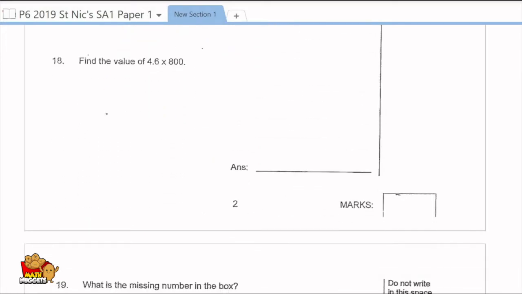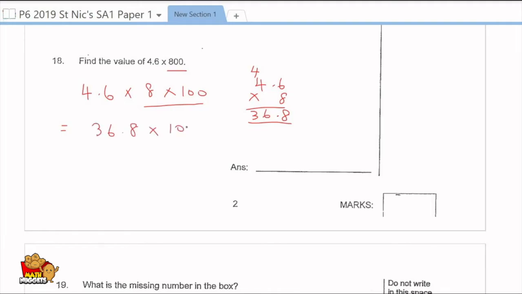Question 18, find the value of 4.6 times 800. What I would do is I would break it up to make my life easier. 4.6 times 8 times 100, because 8 times 100 gives me 800. So I break it up this way. So then I just need to do 4.6 times 8. So it's 36.8. Then I multiply by 100 by simply shifting my decimal place to the right 2 times. So this gives me 3680.